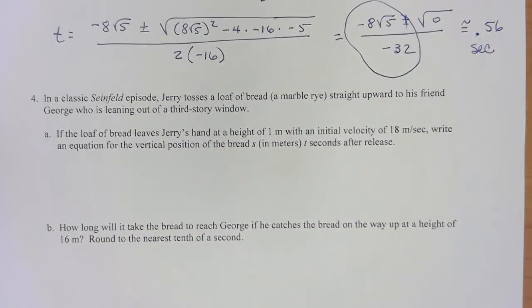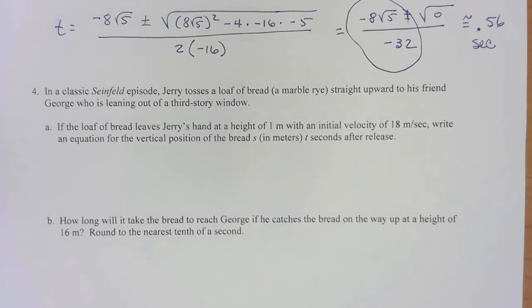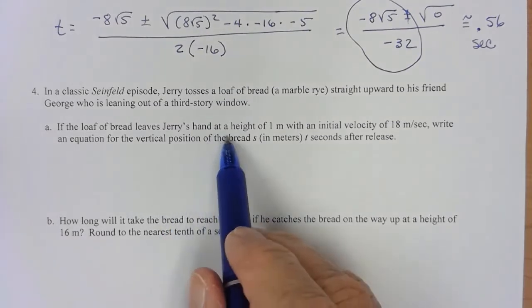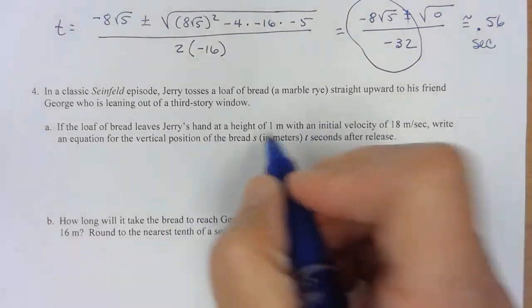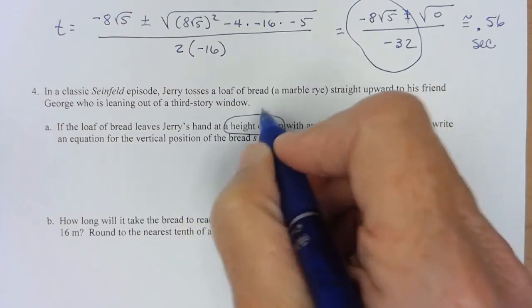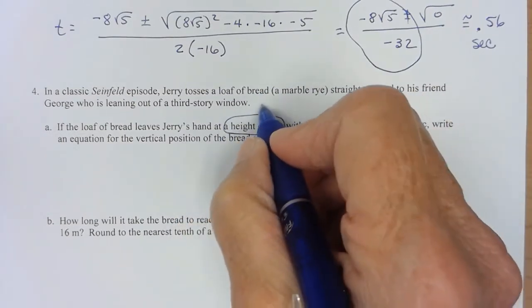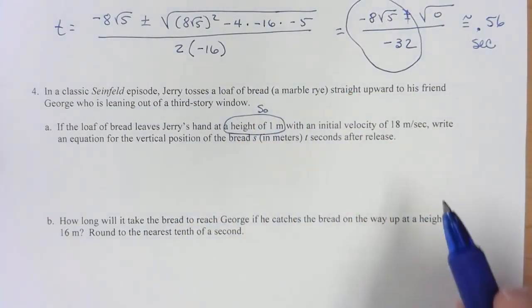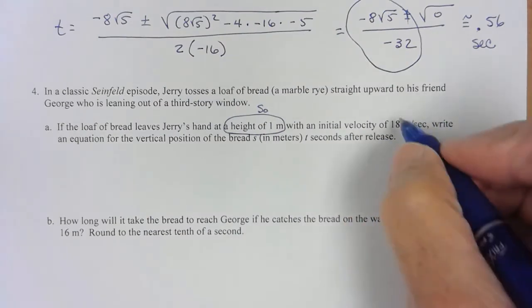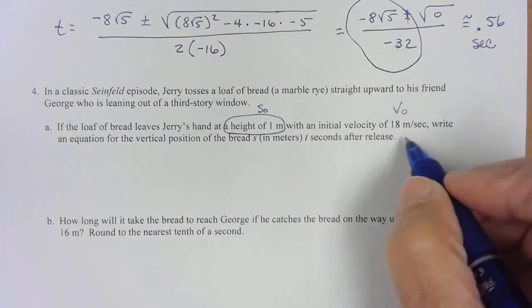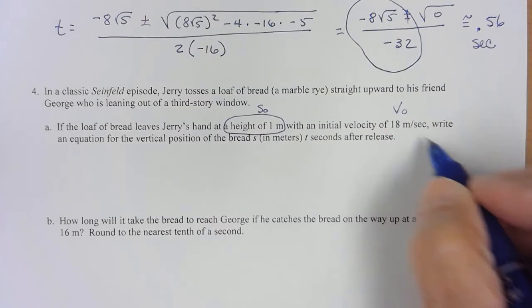In a classic Seinfeld episode, Jerry tosses a loaf of bread, a marble rye, straight upward to his friend George, who is leaning out of a third-story window. If the loaf of bread leaves Jerry's hand at a height of 1 meter, they're telling you this for the s sub 0, distance above the ground, with an initial velocity. This is my v sub 0. Do notice this is in meters.